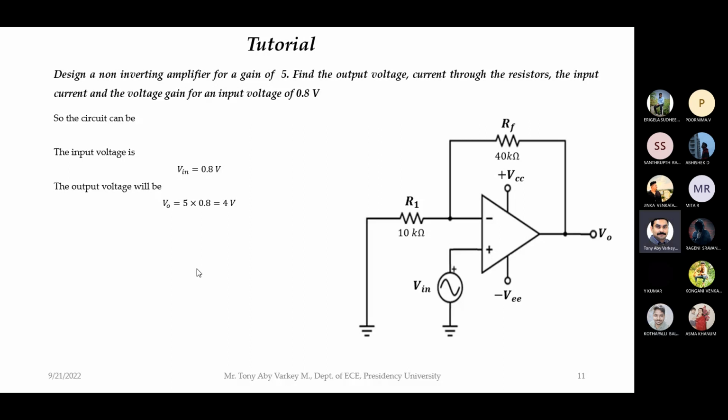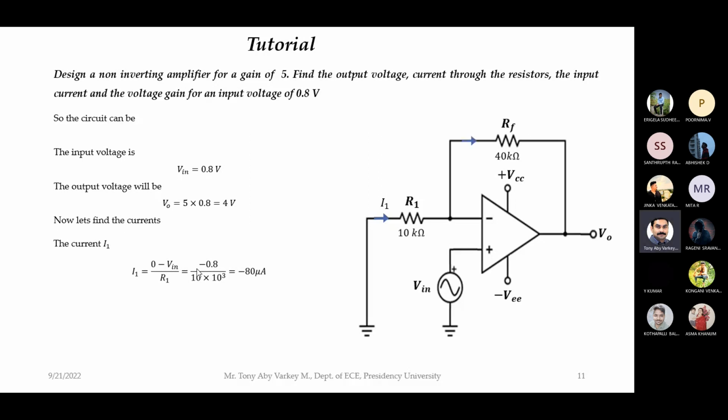Okay. So now let's find the current. I am marking the current I1. What is the equation for current I1 from this figure? Minus V in by R1. Correct. Minus V in by R1. So minus V in by R1 means minus 0.8 by R1, that is 10 kilo ohm. So it will be minus 80 microamperes. You can use your calculator and write, no problem. Clear?